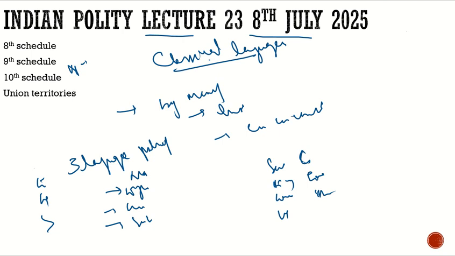Then we discussed the protection given to the linguistic minorities under Article 350A. Then we discussed the special officer for linguistic minorities who was created and is appointed by the president. Then we discussed why the center is still trying to promote Hindi, and where it gets its powers from. It gets its powers from Article 351, because the Constitution imposes a duty on the center to promote the Hindi language.